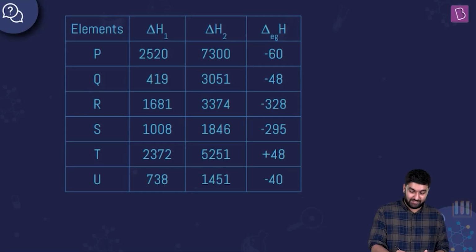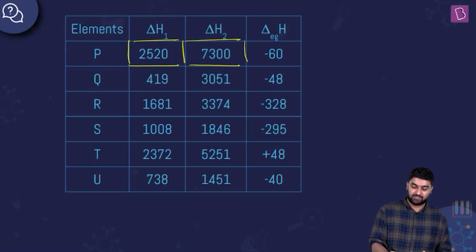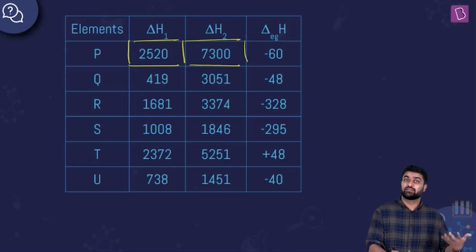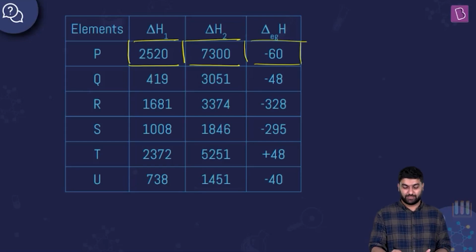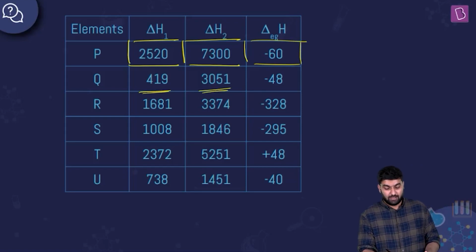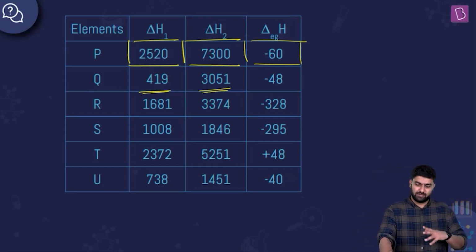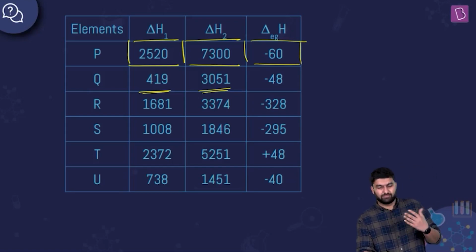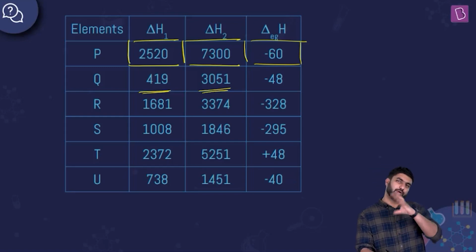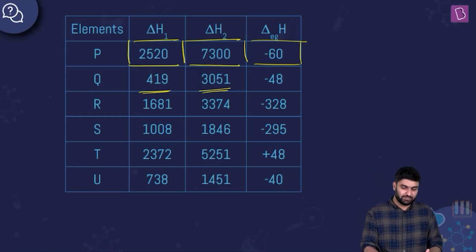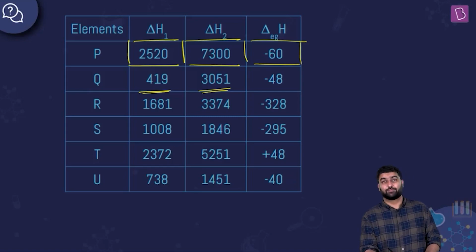What do we have? We have P, and in P, as you can see, we have 2520, then we have 7300, minus 60, right? We have 4190, 3051. In the top one we had 2520, then something like 7300, so that was approximately 2.8 or 3 times the value. But here, if you take a look, from 400 something we are going to 3000 something. That's more than a 6 times jump, right?